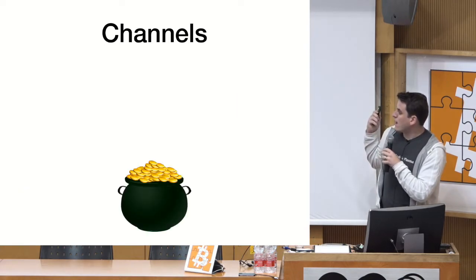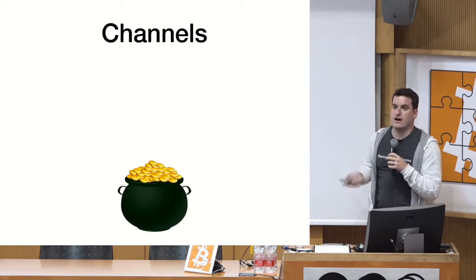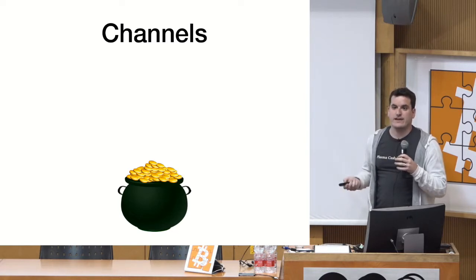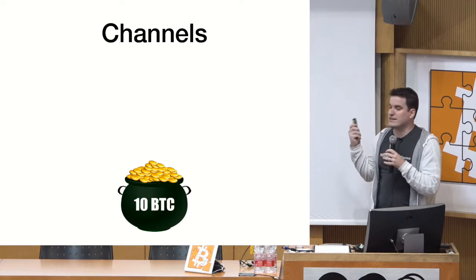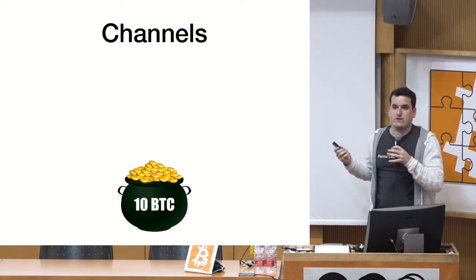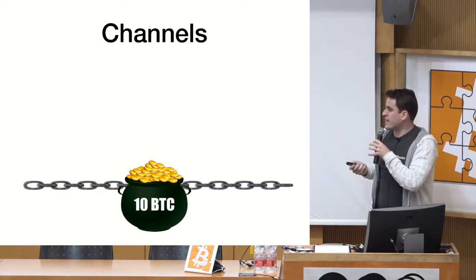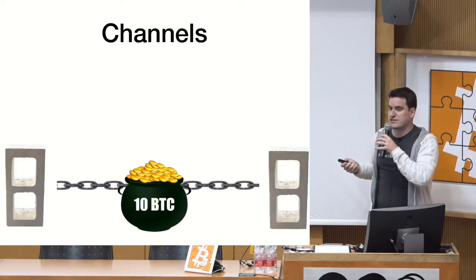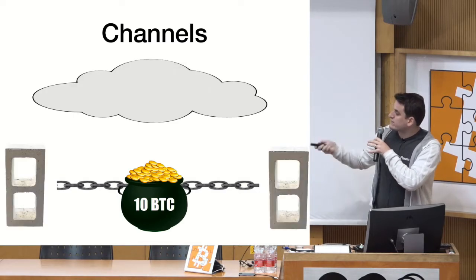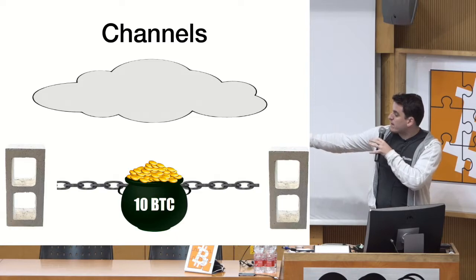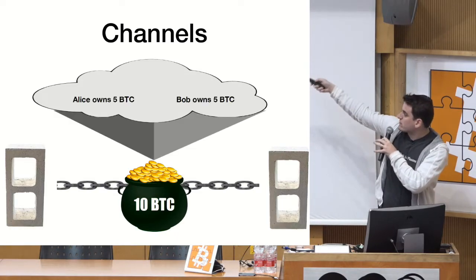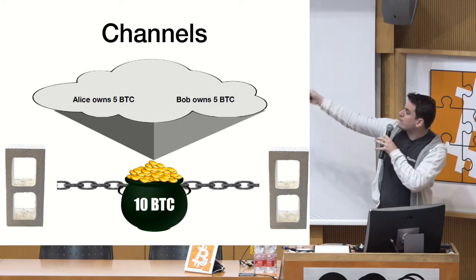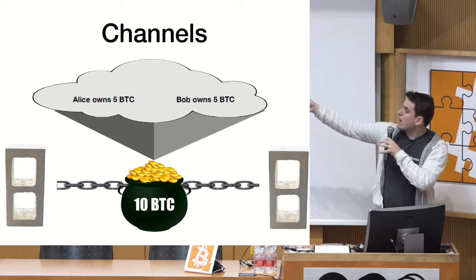So let's talk about what a channel is. A channel is some position that's backed by some collateral. What kind of collateral? It's Bitcoin. Where's the Bitcoin? It's on chain. What kind of chain? It's on a blockchain. We just lock up our Bitcoin in some particular position, and then here in payment channel land, we keep track of who owns what piece of it.